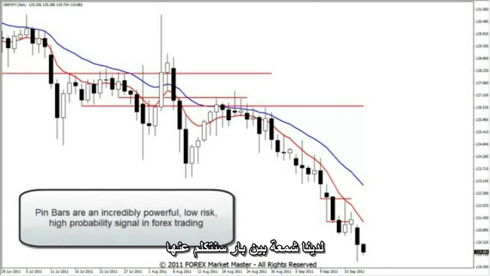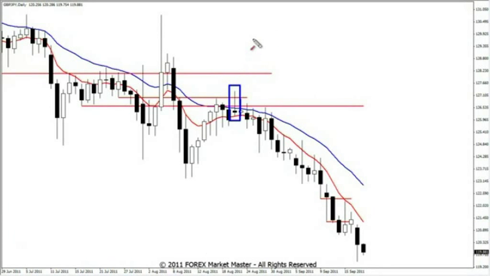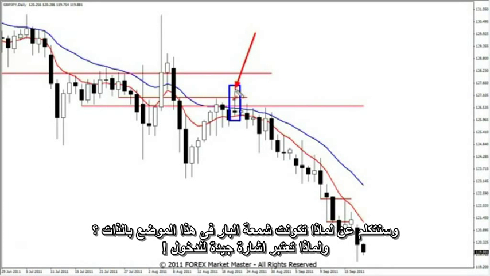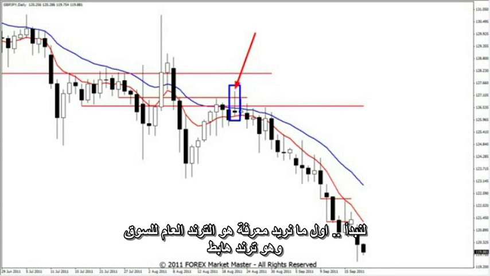Today I want to talk with you about the power of pin bars. Now we have a nice pin bar setup that we want to talk about, and that's this pin bar here. And we want to talk about why, in this location, this pin bar is such a good entry signal. Well, let's start at the beginning.